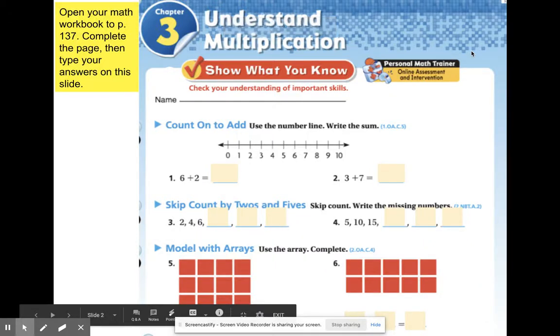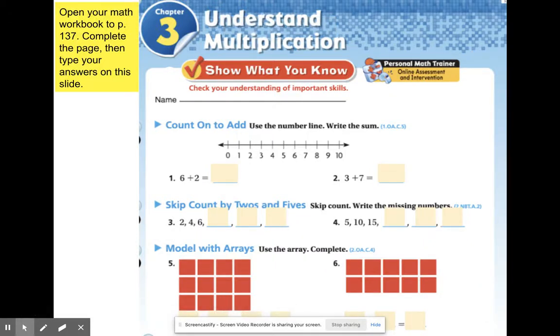Hi, boys and girls. Today we are going to start Chapter 3, Understand Multiplication. I know a lot of you have been very excited to learn how to multiply since we've started third grade, and now we're going to get the chance.